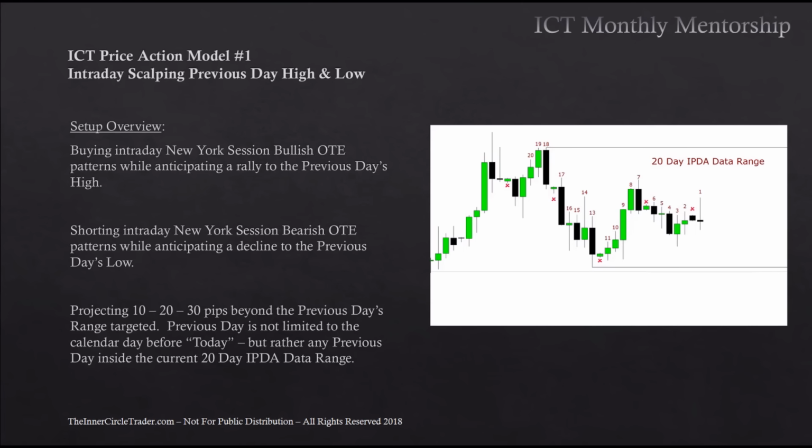Okay, so the setup overview, we're going to be buying intraday New York session bullish optimal trade entries while anticipating a rally to the previous day's high. We're going to be shorting intraday New York session bearish optimal trade entries while anticipating a decline to the previous day's low. Projecting 10, 20, or 30 pips beyond the previous day's range targeted.